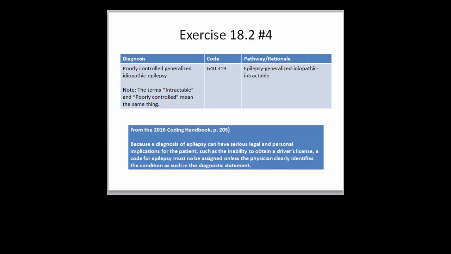Similar to AIDS, you cannot code epilepsy unless you have a physician saying it very clearly that this person has epilepsy. If you've ever known anyone with epilepsy, it affects their life in many ways, one of which is they can't get a driver's license. So in our society, if you live out in the country, for example, that's a very big obstacle for someone to overcome. So you don't want to ever give someone that diagnosis unless it is very clearly identified. And if it's not clearly identified, a query to the physician is certainly in order.